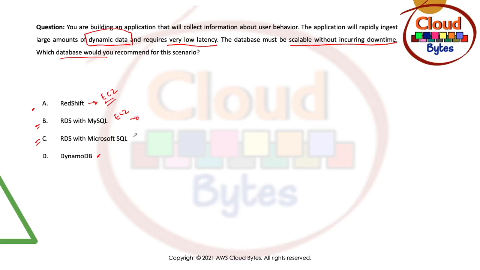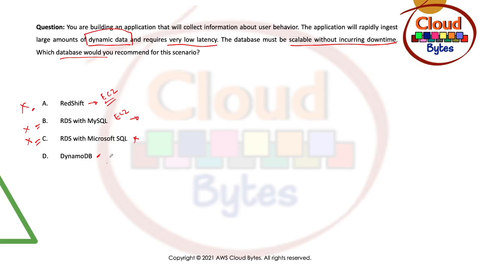And as we know, Microsoft SQL is an RDBMS, which means you have tables and rows, and it's very structured. This doesn't suit the dynamic nature. So this is another option that we cannot take. These three options, A, B, C, are not good. Let's look at DynamoDB.